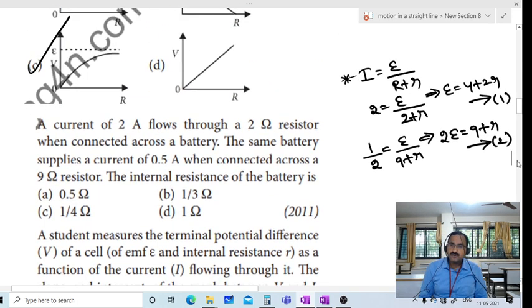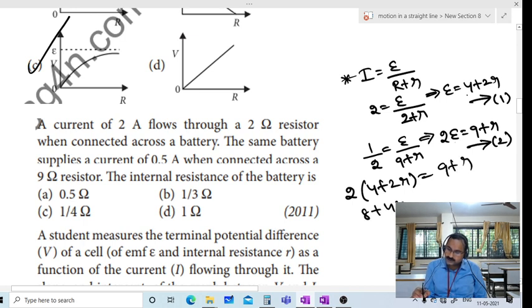So E is equal to 4 plus 2r and 2E is equal to 9 plus r. What is required in the problem is only the internal resistance. So substitute the E value from equation number 1 in equation number 2. 2 into, what is the E value from equation number 1? 4 plus 2r only. That is equal to 9 plus r.